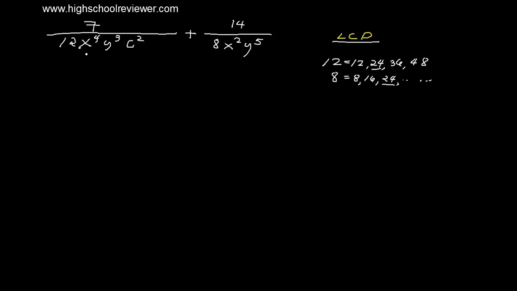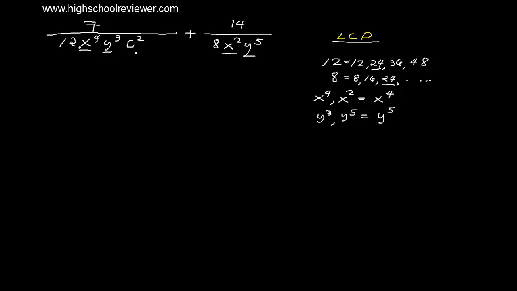And then let us find the LCM of x raised to the 4th and x raised to 2. Their lowest common multiple will be the one with the highest exponent. So their LCM here is x raised to 4. How about y raised to 3 and y raised to 5? The lowest common multiple again is the one with the highest exponent, and this will be y raised to 5.